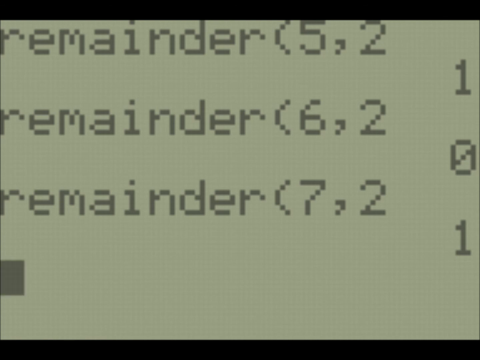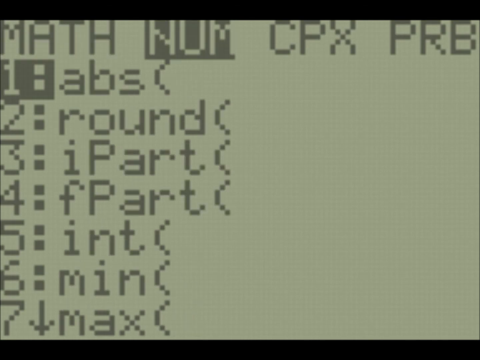If you don't have the remainder command, we can fix this by doing the fractional part of a division. So the fractional part of 5 divided by 2 gives us 0.5, and then we just multiply that by the denominator, the thing we're dividing by, and that will give us a remainder of 1. And if we were to do an even number, we can get a remainder of 0. So that's a nice short way, if you don't have the remainder command, to get the remainder of a division.